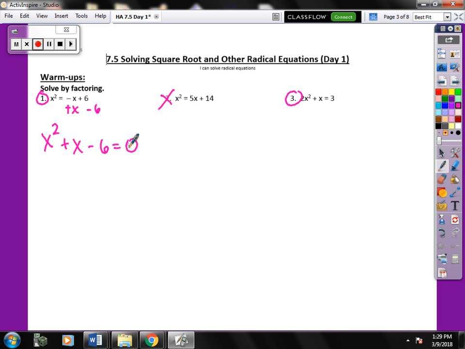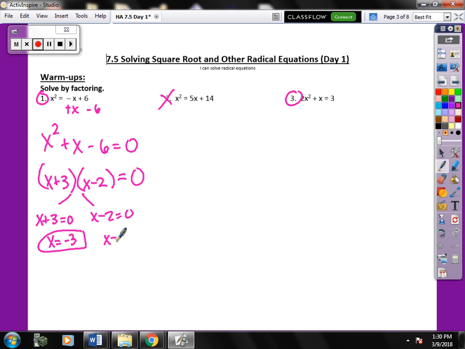And then we solve by factoring. So we factor into our 2 binomials. What would our 2 binomials be? X plus 3 and x minus 2. Good. 3 times a negative 2 is a negative 6. 3 plus a negative 2 is a positive 1. And then, since it says solve, we use our zero product property to get our 2 answers, which would be negative 3 and positive 2.